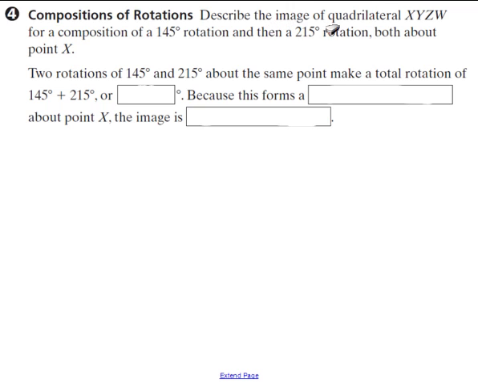In this case, they want to know the image of a quadrilateral for a composition of a 145-degree rotation and then a 215-degree rotation. So if we look, both about the same point, if you do 145 then 215, that's a total of 360. So essentially the image will just be a complete rotation. So the image is going to be the same as the pre-image.